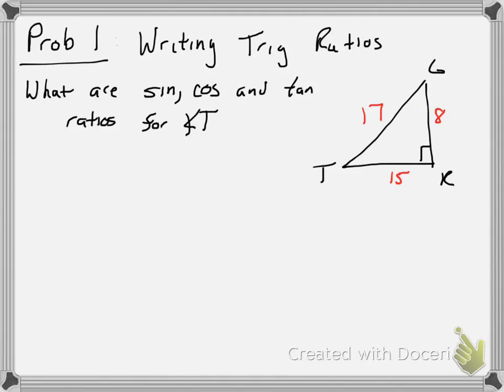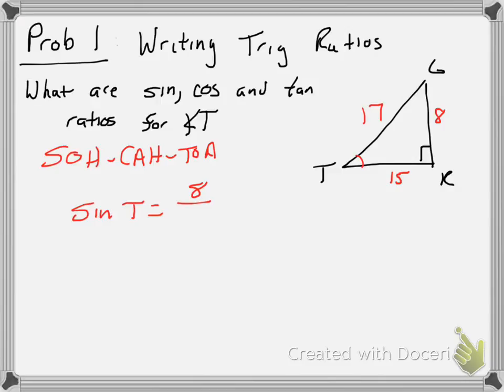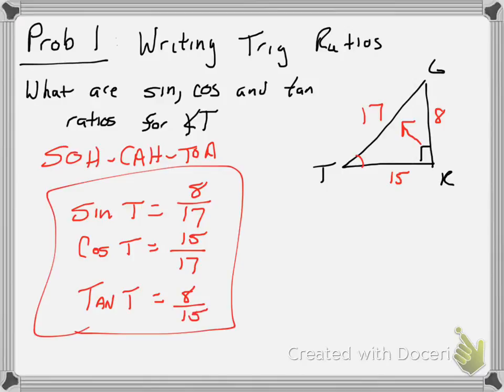So let's look at a problem here. Writing the trig ratios, what are the sine, cosine, and tangent ratios for angle T? Again, write SOHCAHTOA up there. Okay, so we're looking at angle T. The sine of T equals opposite, which is 8, over hypotenuse, in this case, which is 17. The cosine of T equals adjacent, what's touching it, which is 15, over the hypotenuse, which is 17. And again, start by recognizing what the hypotenuse is. Tangent of T equals opposite, which is 8, over adjacent, which is 15. These are all my trig ratios.